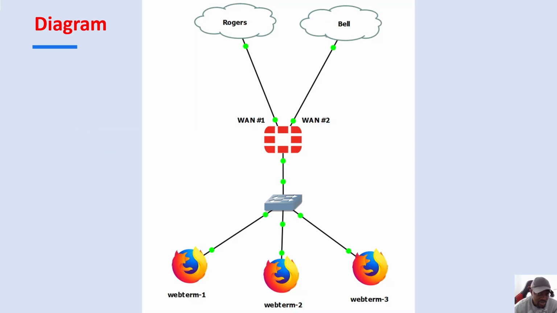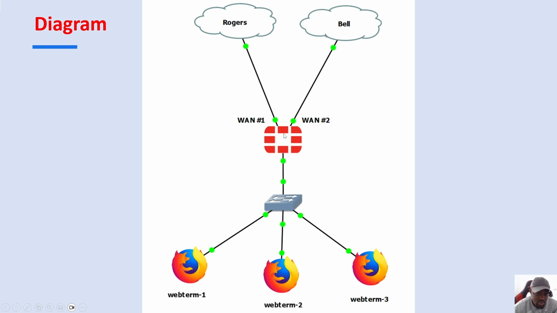Talking about the practical scenario, this is going to be the topology, or the diagram, that we are going to use. On this diagram, you can see I have a FortiGate device where I also have two ISPs. One is Rogers and the other one is Bell. Rogers is connected to port 1, while Bell is connected on the second interface.